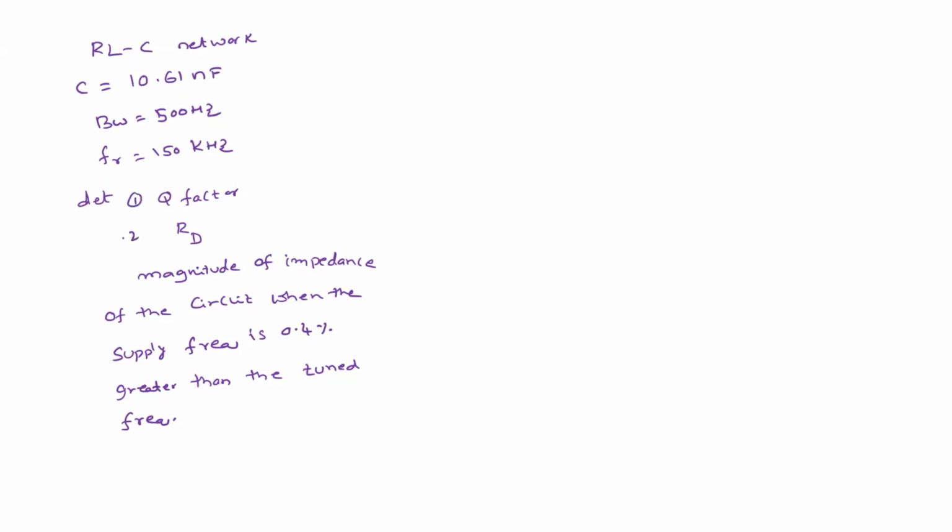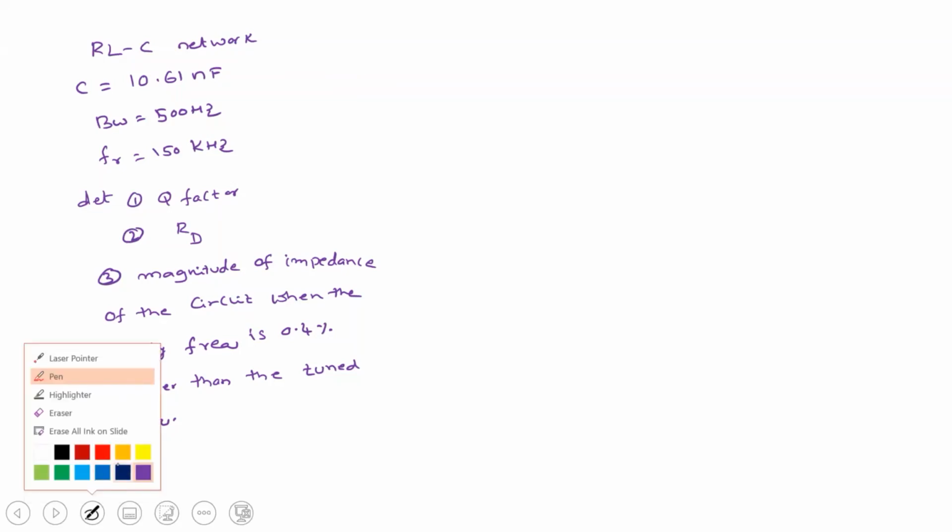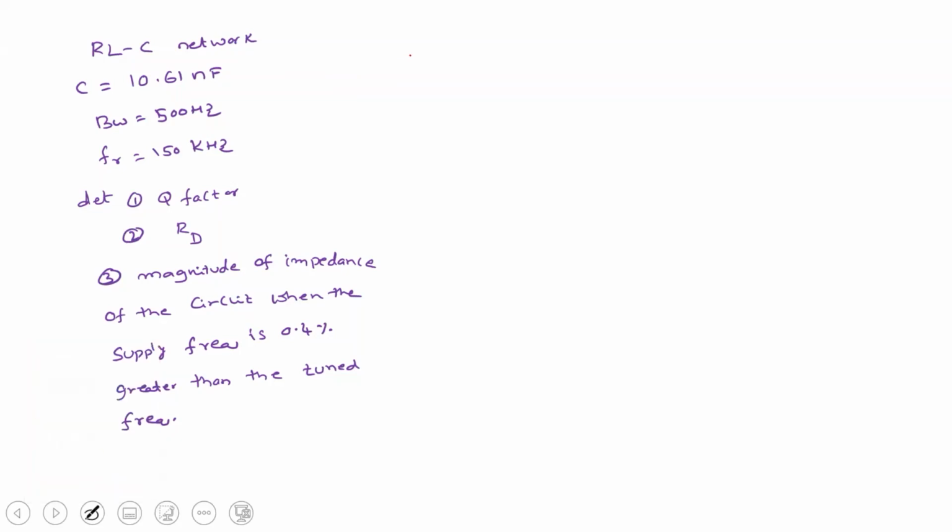This is the first, second, third, right? What is the answer for the first one? The Q factor, right? It is 300. FR is given, and the bandwidth, so how much is this? 300. Yes, sir. So next question.